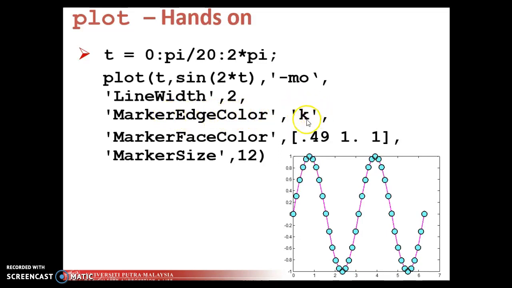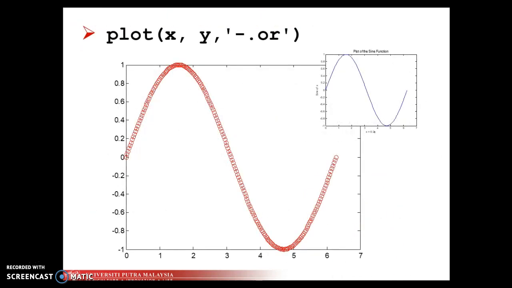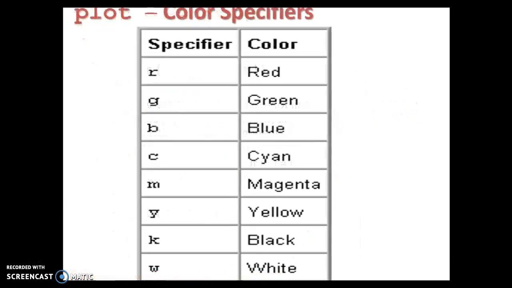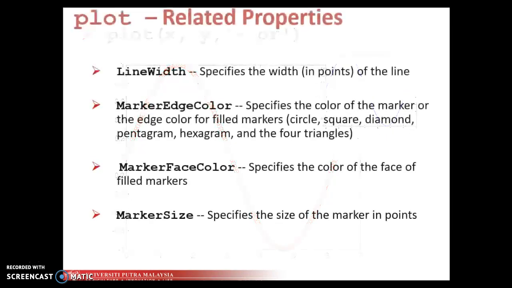K. I hope you still remember K for what. I think K is for Cayenne. Let's go back. Am I right? K for Cayenne? Sorry, K for black. Okay, no, C is for Cayenne.